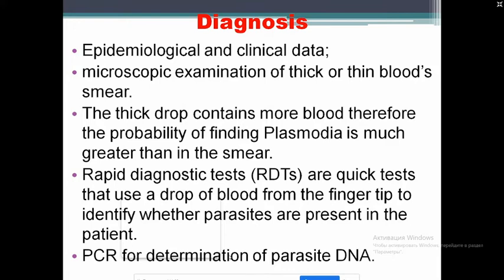Rapid diagnostic tests are quick tests that use a drop of blood from the fingertip to identify whether parasites are present in the patient. PCR for determination of parasite DNA.